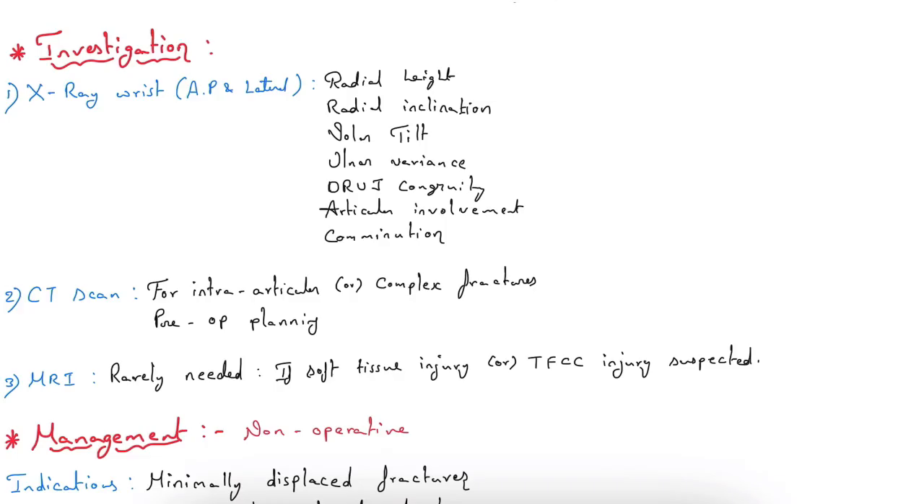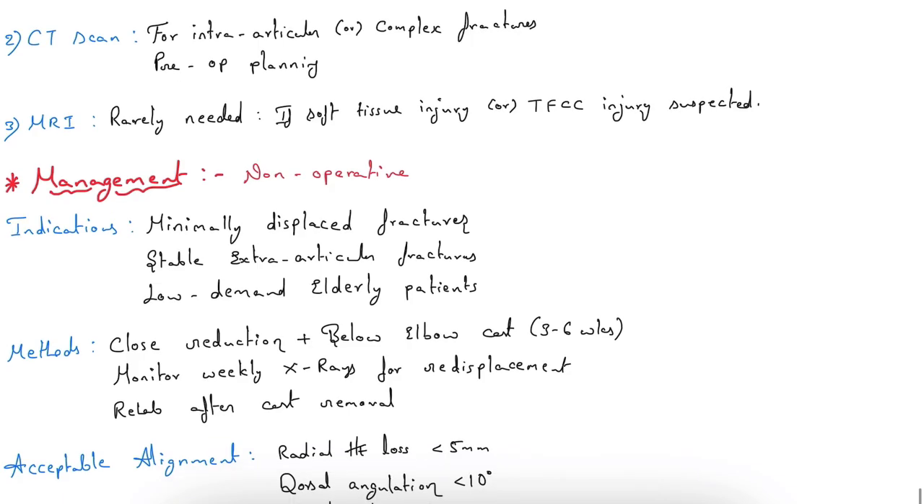In X-ray wrist, we have to do anterior posterior view and lateral view, and we have to check every time radial height and radial inclination and volar tilt and ulnar variance and distal radial ulnar joint congruity and articular involvement and comminution. I explained all this already before, so I am not going to teach it another time.